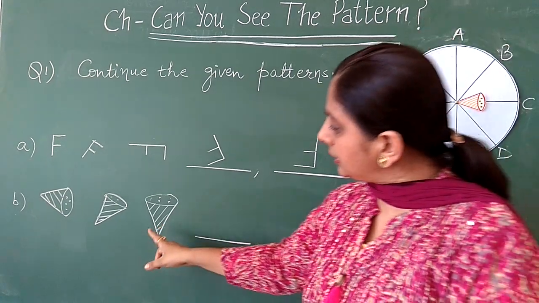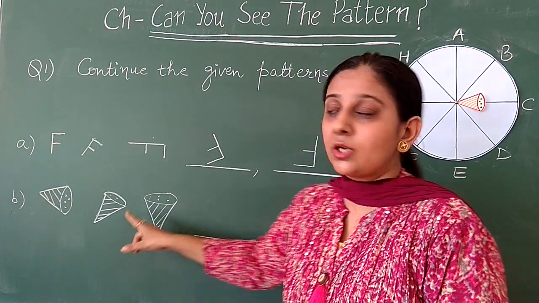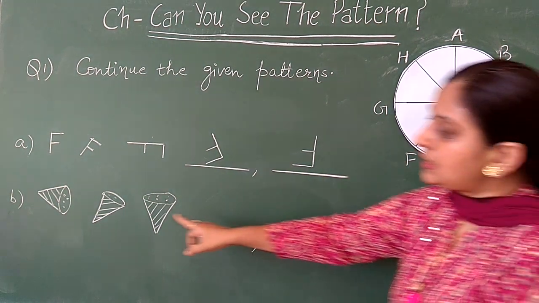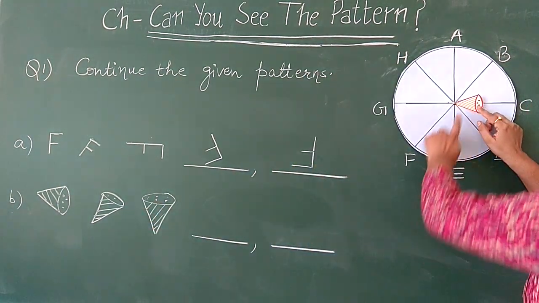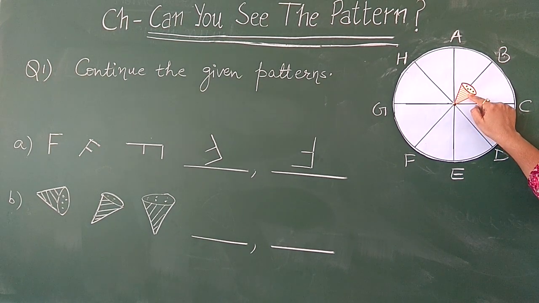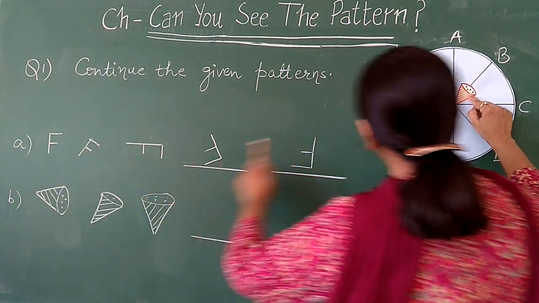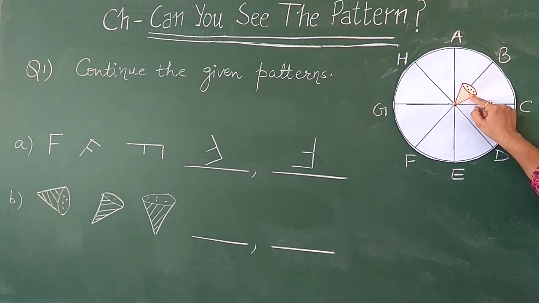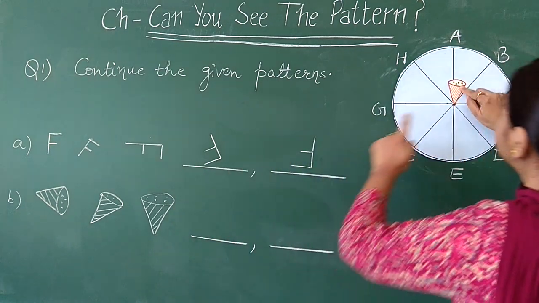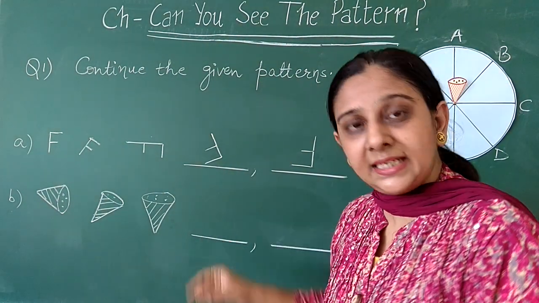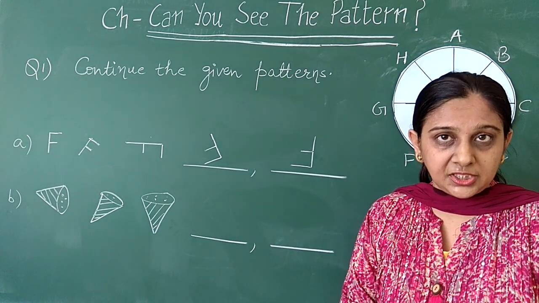Now children, look at pattern B. It is made up of ice creams. Now look at the first term. It is looking like this. Now in the second term, the ice cream is looking like this. So if we give it 1 by 8th turn in anti-clockwise direction, it will look like this. If you give one more 1 by 8th turn to this, it will look like this. So the rule of this pattern is 1 by 8th turn in anti-clockwise direction.